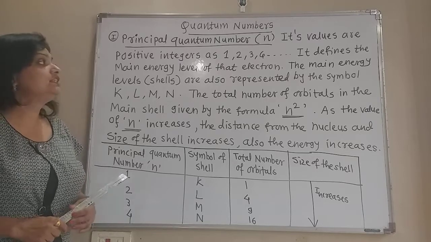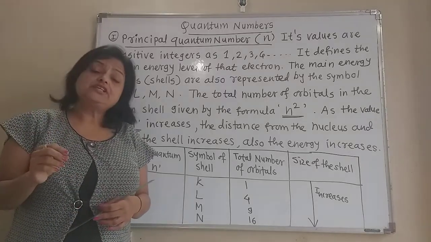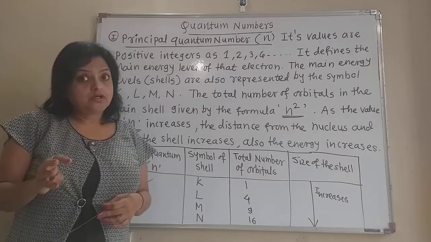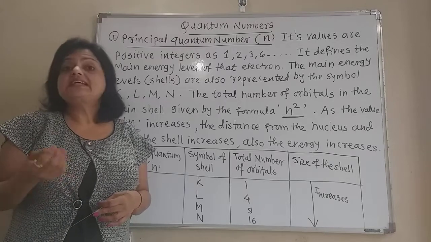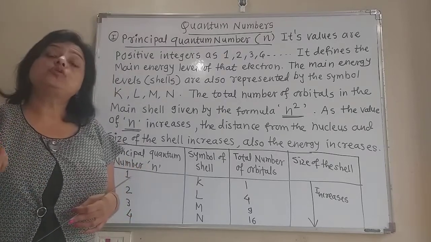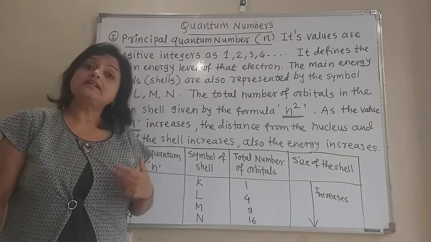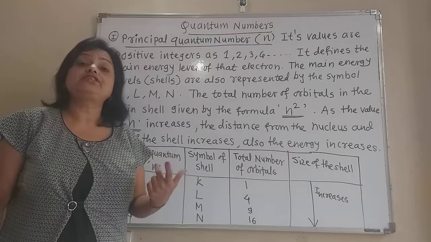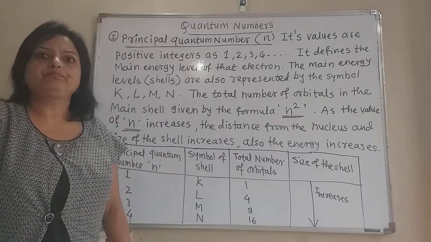In this way, the principal quantum number tells us the main energy level of that electron, the distance of that electron from the nucleus, as well as the energy of that electron and the size of the atom, and how many subshells or orbitals are present in that main energy level.